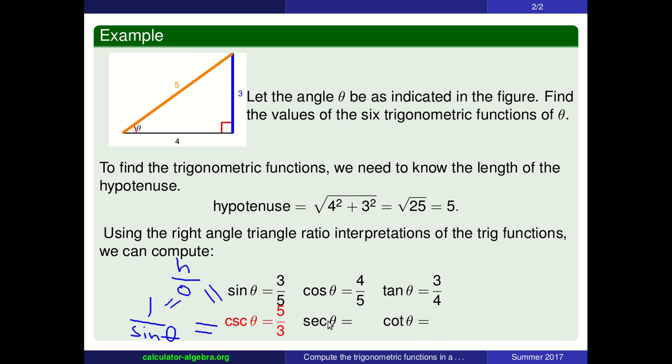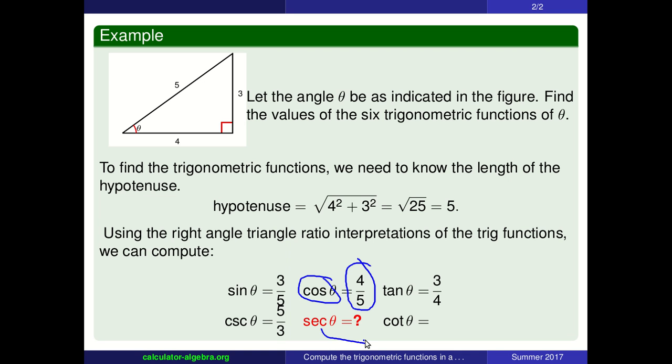Next, we need to compute secant of theta. If you recall, secant of theta is 1 over cosine of theta. So all I need to do is take cosine of theta and flip the numerator and the denominator. So secant of theta, that's 1 over cosine of theta, which is, of course, exactly, you guessed it, 5/4. So secant of theta is 5/4. That is 1 over cosine, or what is the same, the hypotenuse divided by the adjacent.